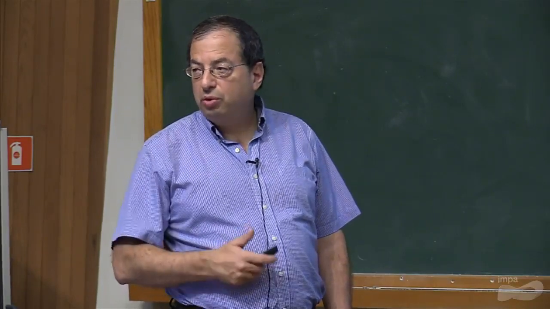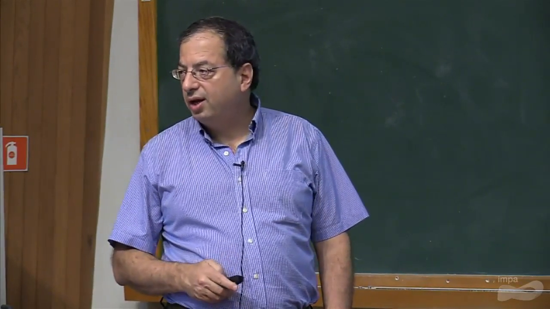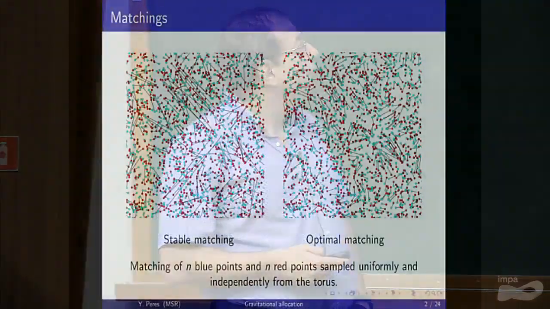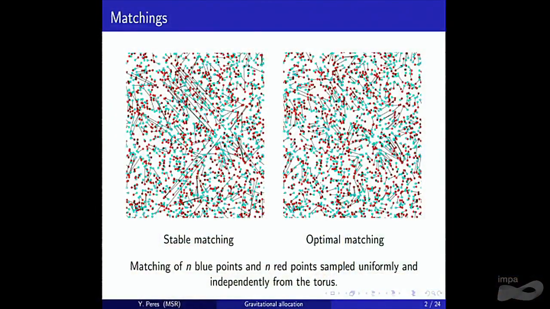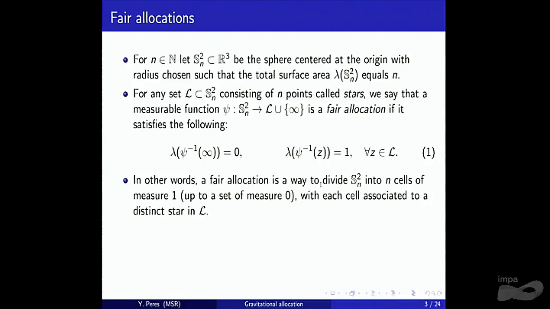We'd like to understand the performance of somehow faster methods, and we'll see one today. So before going to matchings, we'll discuss the closely related notion of an allocation, of a fair allocation. So a fair allocation will take our manifold, again, either a torus or a sphere.